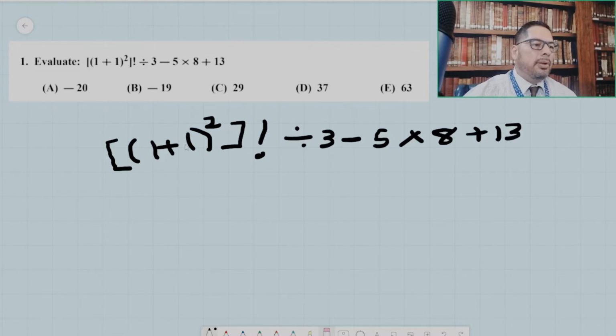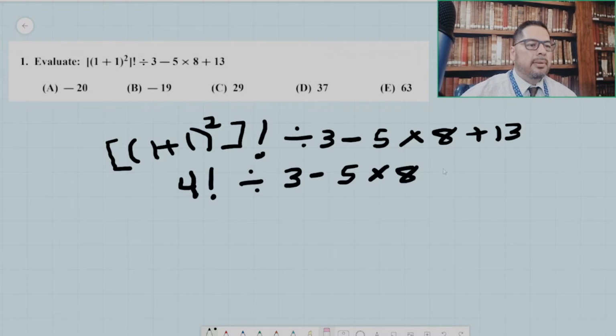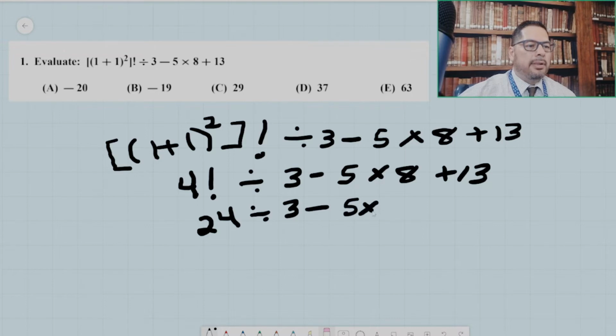We got that 1 plus 1, which is 2. 2 squared is 4. So we end up with 4 factorial divided by the 3 minus the 5 times 8 plus 13. Now 4 factorial has priority over all these other operations. And so 4 factorial is 4 times 3 times 2 times 1. 4 times 3 is 12, times 2 is 24. So our problem is 24 divided by 3 minus 5 times 8 plus 13.